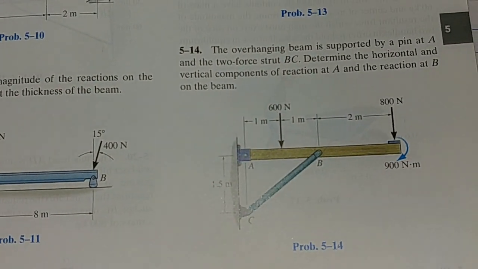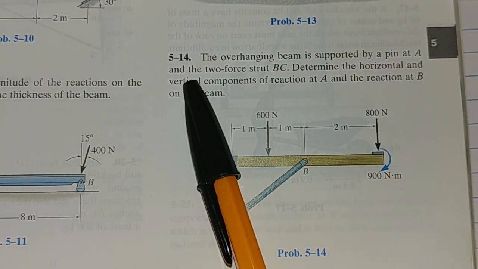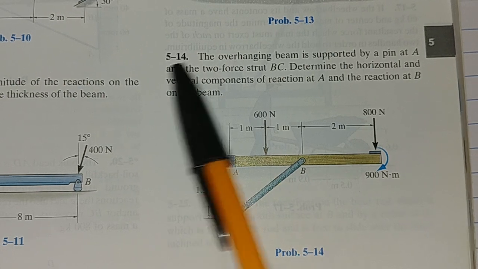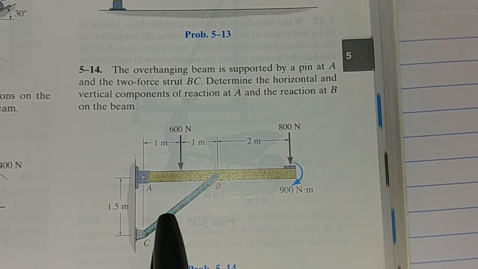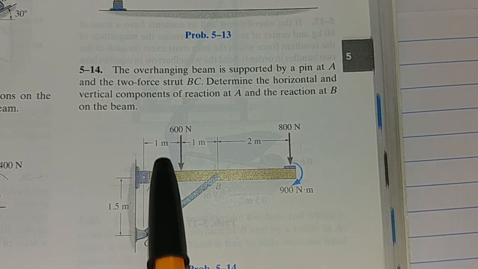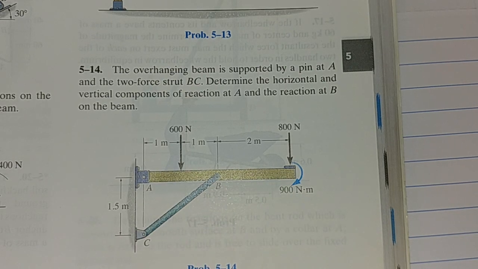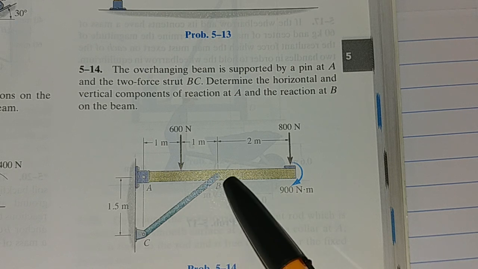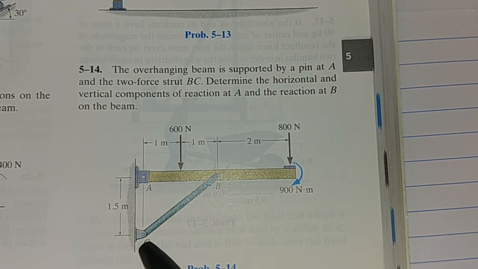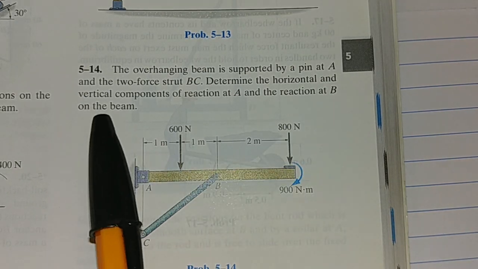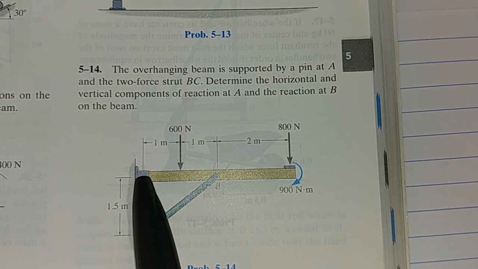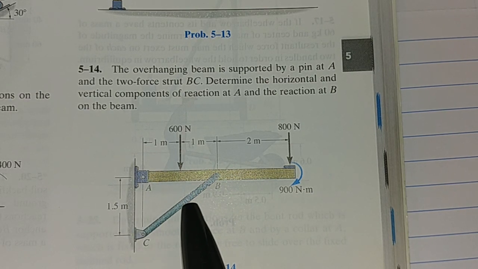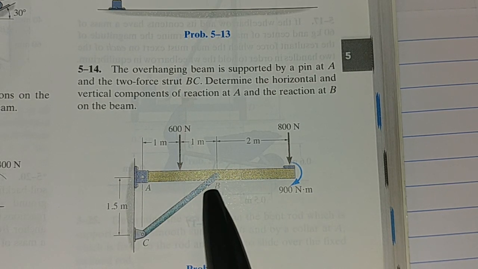All right, we're going to look at a fairly simple problem. This is 5.14, so it's chapter 5. We're going to look at this problem here. It says we have an overhanging beam supported by a pin at A and a 2-force strut BC. Determine the horizontal and vertical components at A, the reaction at A, and the reaction at B on the beam.